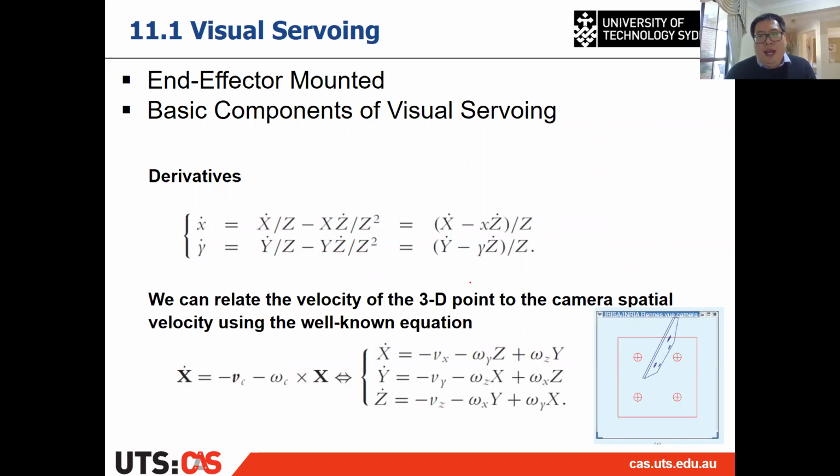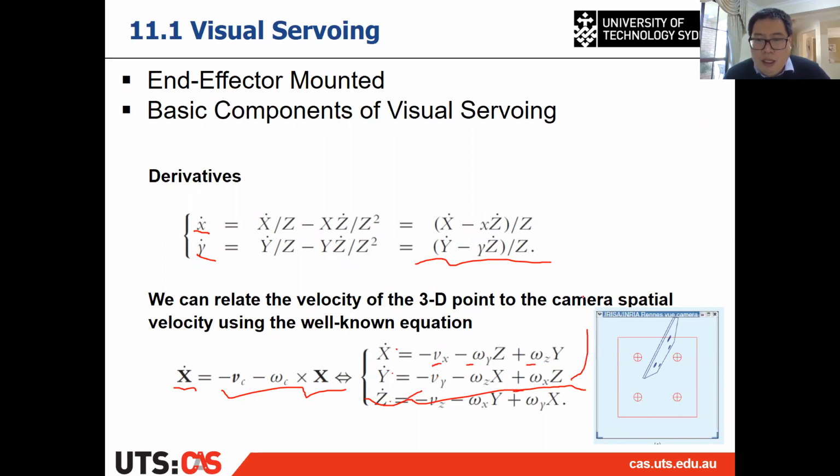And the next step is how to calculate the L. How to calculate the L, right? So we know what X dot and Y dot are equal to, and also we know the capital X dot is equal to that, which means we can relate the X dot, capital X, Y, Z dot to the linear and angular velocities.